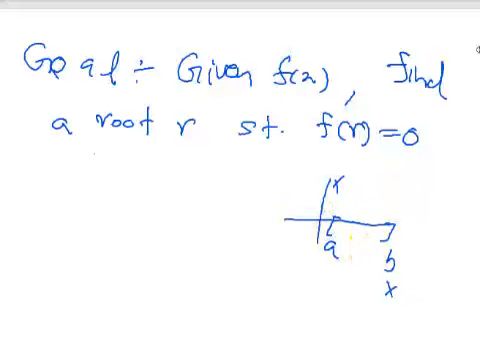Then after that we find the root, and we apply different methods. You can use bisection, the fixed point iterative method, or Newton's method. Today we are going to discuss Newton's method. So this is our goal, finding a root r such that f of r is equal to 0.